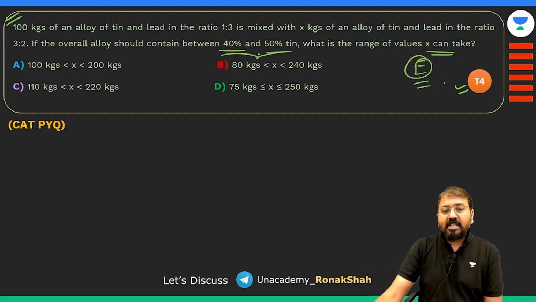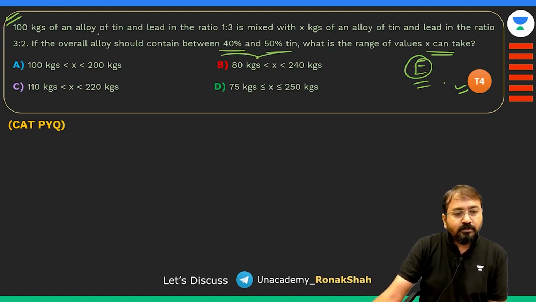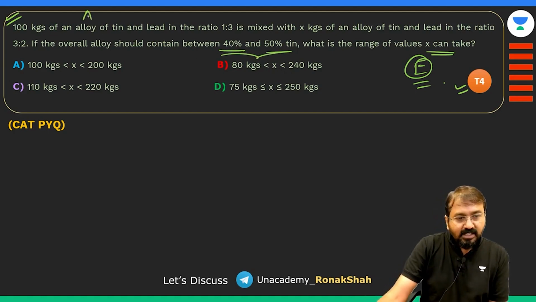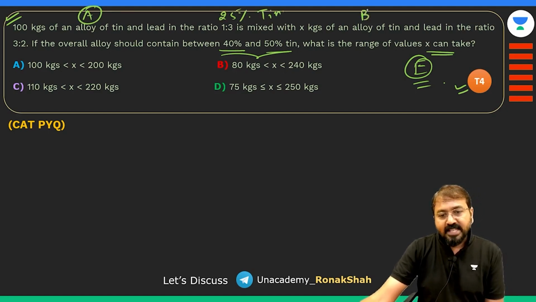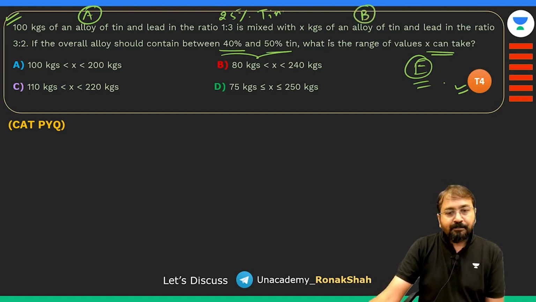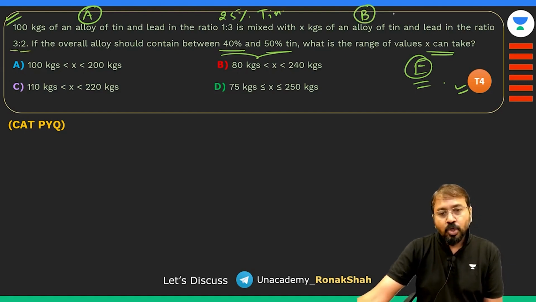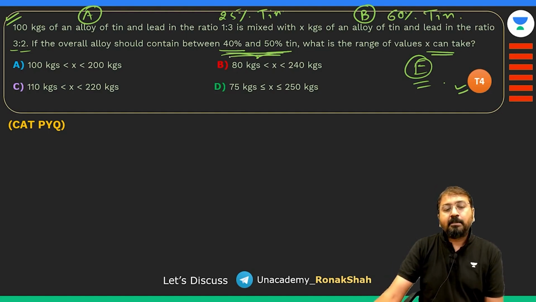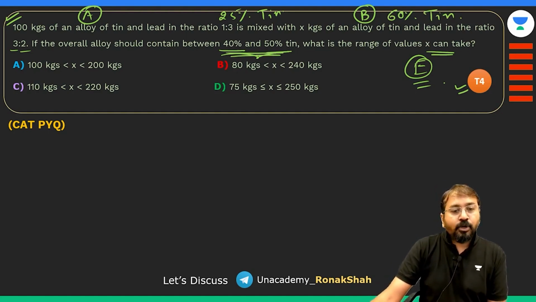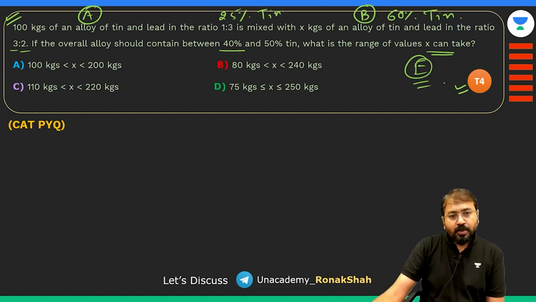Once again, they are giving me data in percentage. So what I'll do is I'll assume that this first alloy, let's call it A, has 25% tin. X kg of the second alloy, let's call it alloy B, has a ratio of tin and lead of 3:2. So can I say it has 60% tin? We are doing the calculation in tin because we are given the final percentage between 40 and 50 for tin. Okay, right. Now let's solve this question.